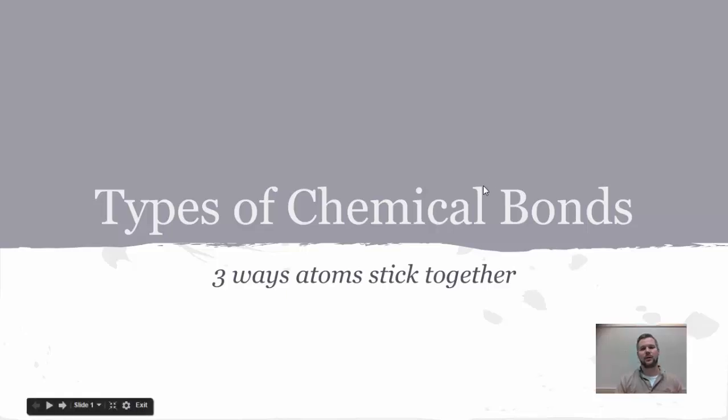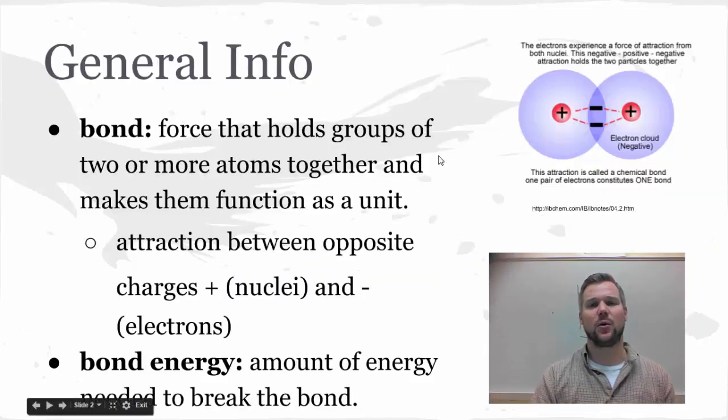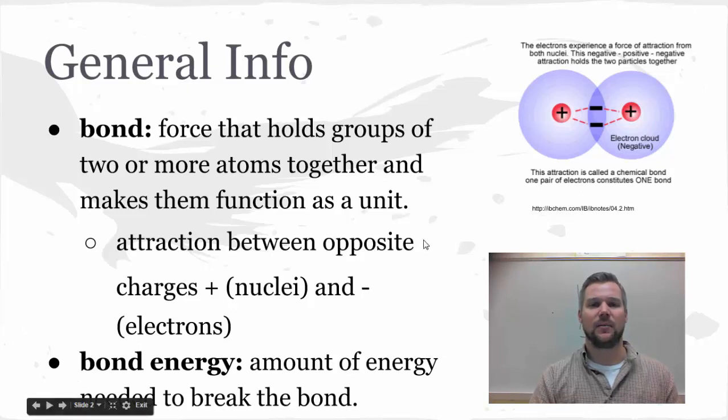Welcome back. Today we're going to talk about types of chemical bonds, or ways that atoms can stick to each other. We need to start by knowing what a bond happens to be: it's a force that holds atoms together and causes them to function or act as a group. These forces occur because oppositely charged particles attract each other. Normally it's a positive nucleus attracting a negative electron, or positively charged ions attracted to negatively charged ions.